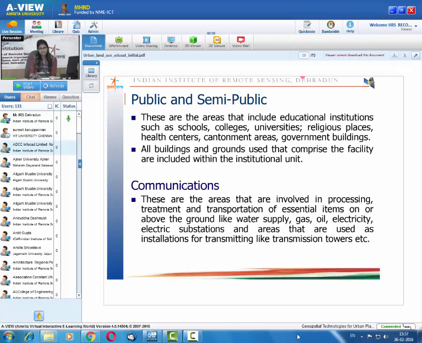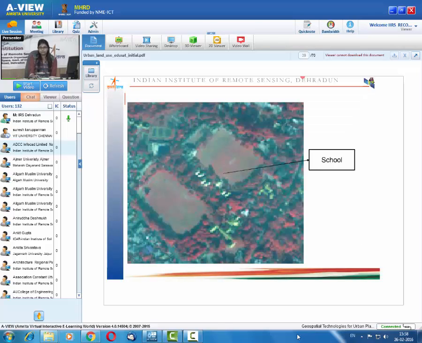We all understand what public semi-public is. Semi-public covers the educational institutes, schools, colleges. So by image interpretation, how are you going to understand that a school will have a playground associated with it? Then a big campus, a university campus, will have greenery, and it will have all sorts of playgrounds. So like this you can identify that this is an educational building. This is an image of Dehradun where a school is visible, in which two playgrounds are visible.